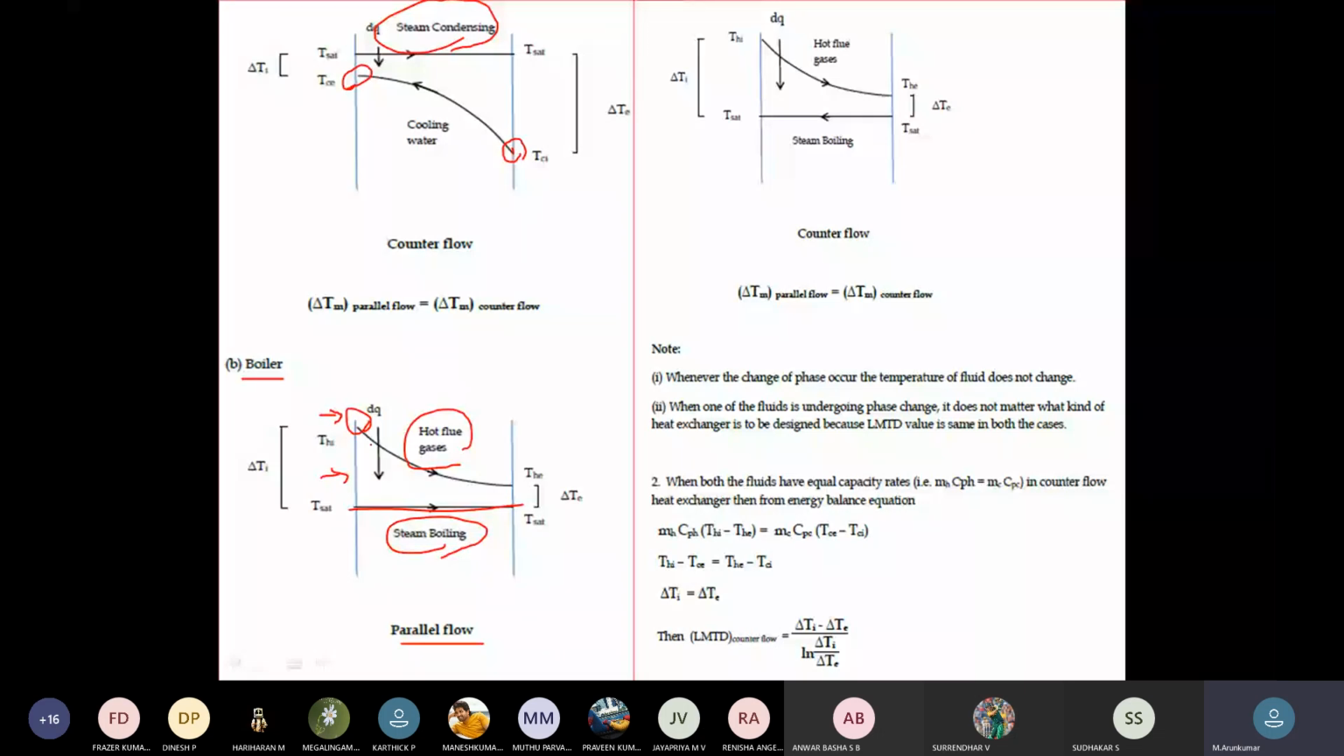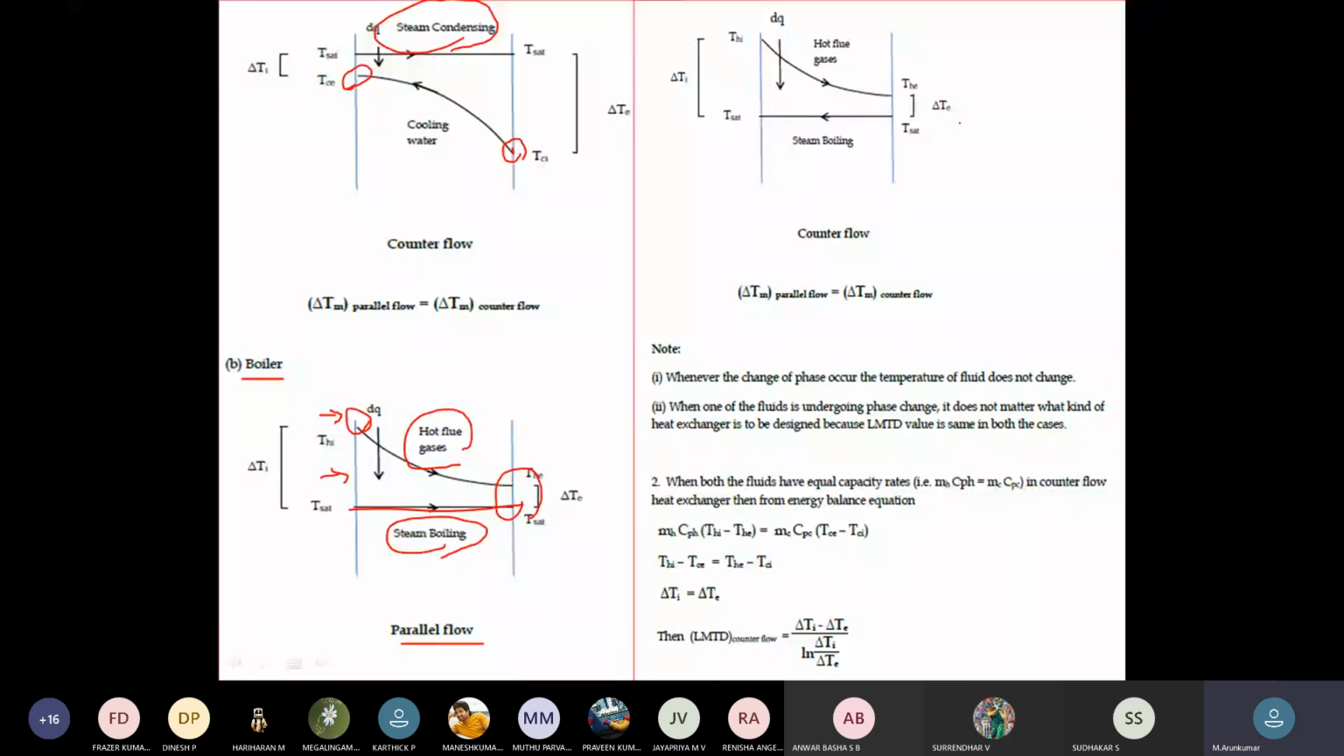The temperature of the hot flue gases is more, and we have to heat the steam with the use of these hot flue gases, right? So the temperature in the hot flue gases is transferred to the steam in the boiler. The inlet of the hot flue gases will be more, and that heat is transferred to the steam at the exit. So that is for a parallel flow.